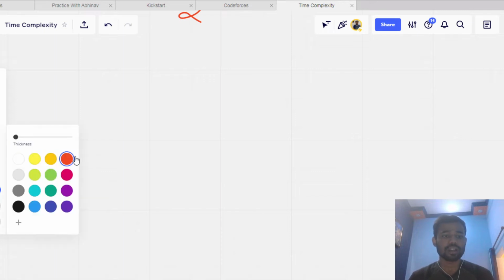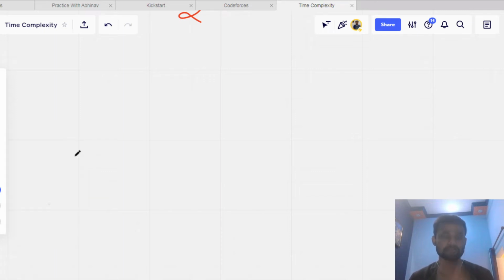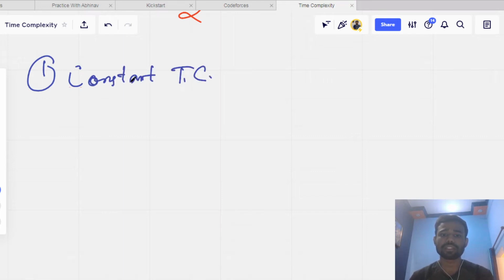Okay, so let's take an example. So the first one is, yeah, the same thing, constant time complexity. For constant time complexity it is O(1). So you can understand from the name that it is constant. Whatever is the value of input, whatever is the size of input, the time taken by the algorithm is constant.